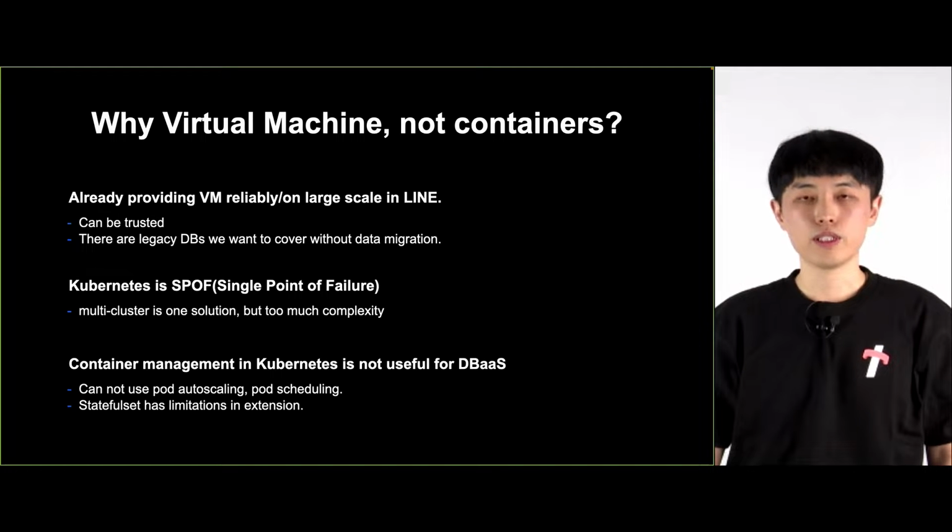And lastly, Kubernetes container management methods were not useful for DBaaS. For example, in pod, autoscaling is there, but DB instance is stateful, so it's difficult to use autoscaling, and pod scheduling had limitations when the local storage was used. Of course, StatefulSet is provided to resolve this, but there were limitations to scalability to use all the functions in DBaaS. So we use the Kubernetes custom controller for the control plane, and we used VM for the data plane.